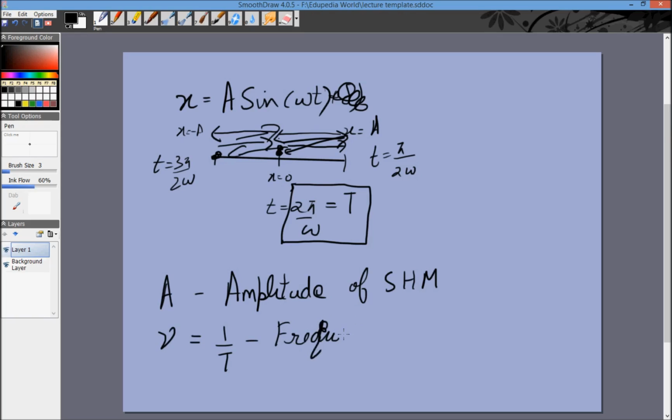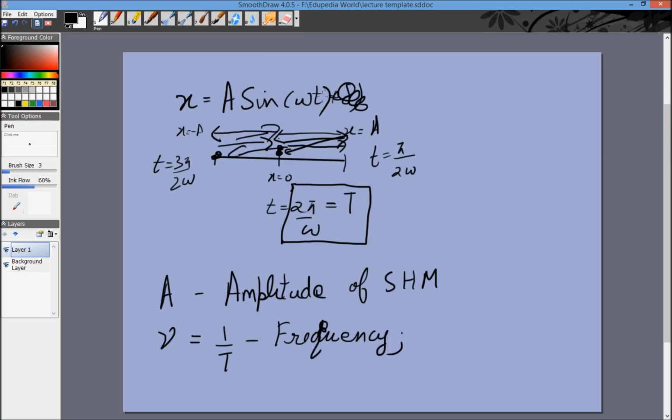Sorry, frequency. Omega is 2 pi by T and mu is 1 by T. So mu is the frequency. In practical terms, mu would be the number of oscillations taking place per second. Omega would be the frequency of change of radians. So they are related by a factor of 2 pi, because one whole oscillation is a change of 2 pi radians.